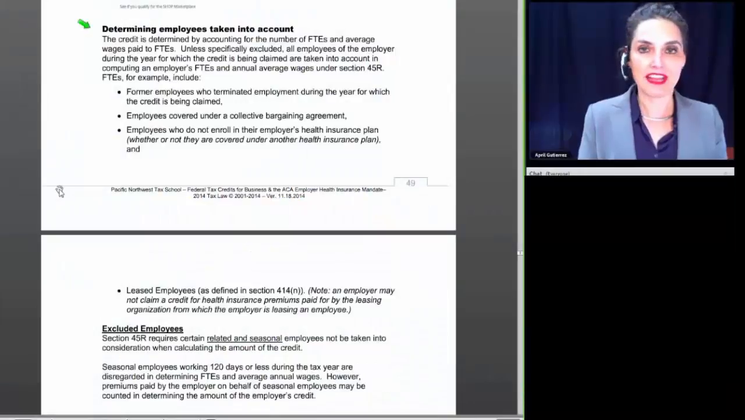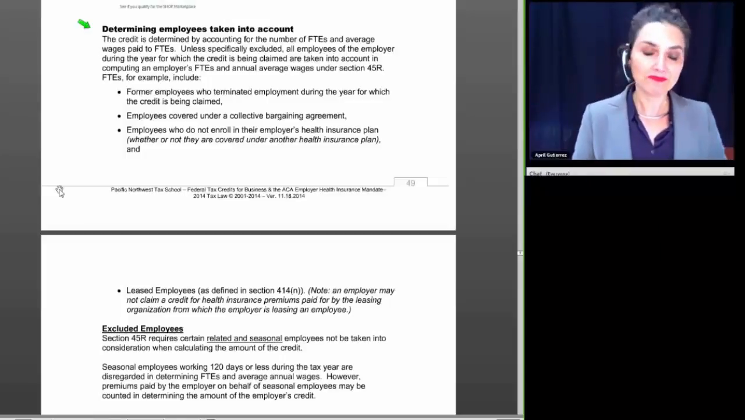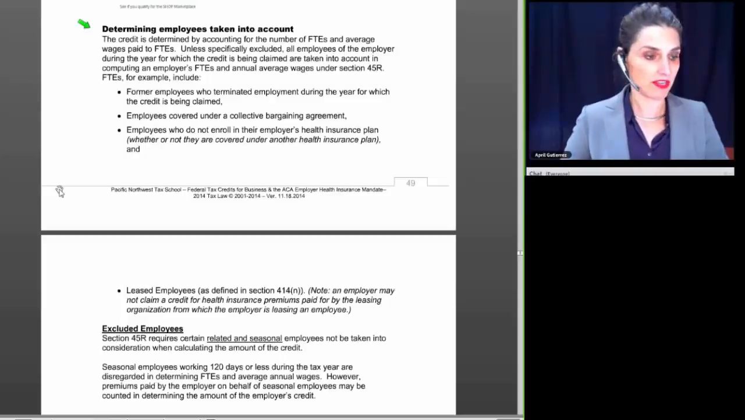So we're going to take a look now at all of the rules for determining what your full-time employee equivalent count is, how you determine what the average wage paid is, how do you finally go and figure the credit amount, how do you fill out the form for figuring that credit amount, and then how does it flow through to your individual returns. So we're going to be taking a look at that, or your business return if you're filing, say, a C corporation.